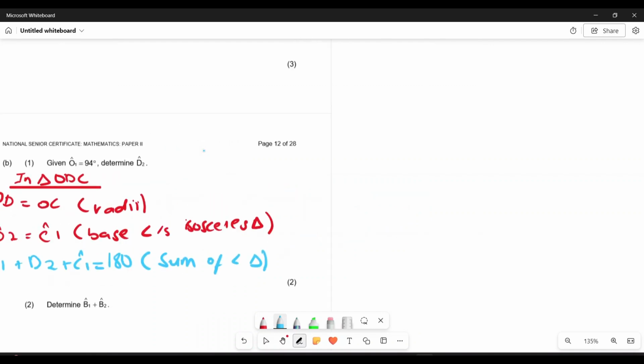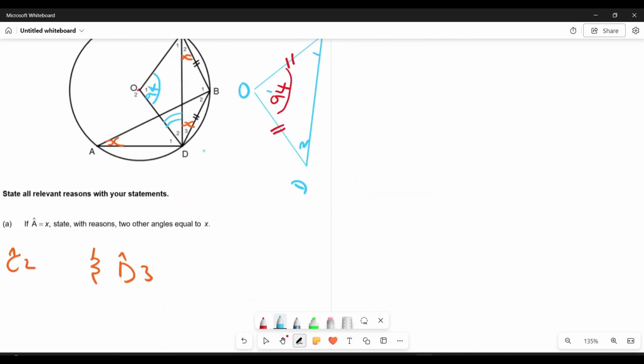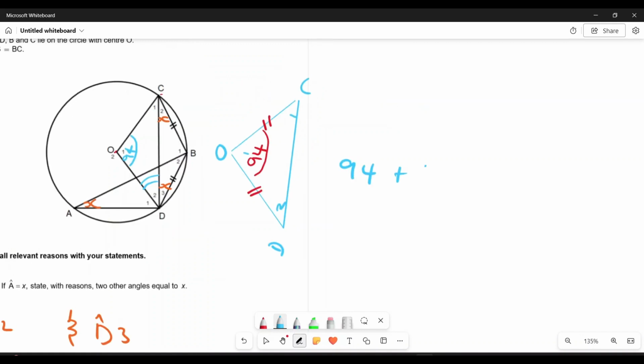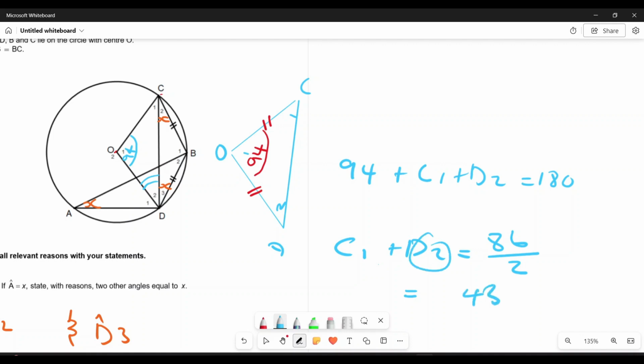Right, so as a result, my O1, I was given it as 94, so I'm going to do the calculations here. 94 plus C1 and D2 is going to be equal to 180, meaning that my angles C1 and D2 added together would be equal to 180 minus 94, right? Which is 86. And because these two angles are equal to one another, I'm going to divide this by 2. As a result, my C1 and D2, both these angles, are going to be equal to 43.